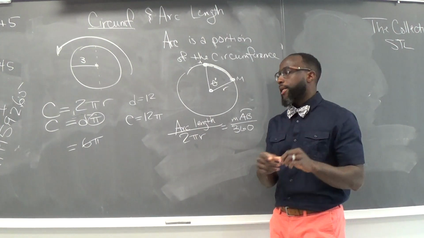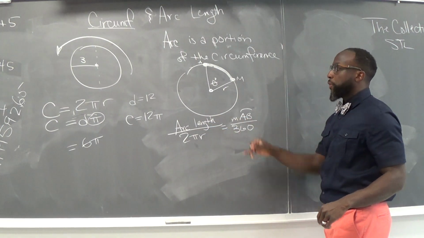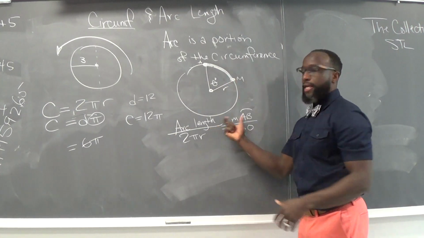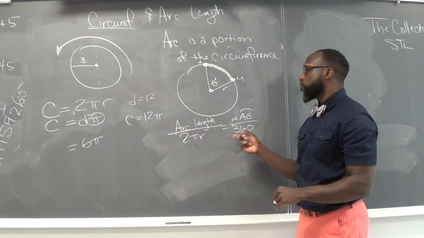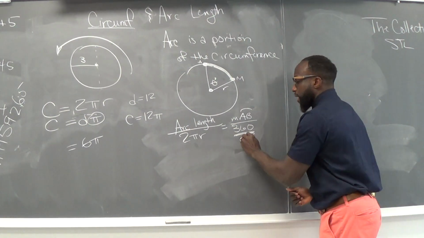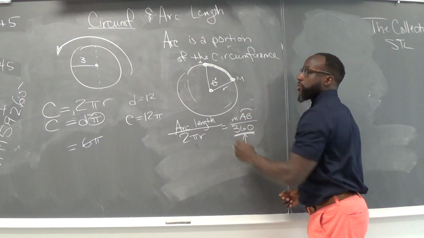I warned you guys earlier today, right? So you have to set up this proportion. And what would happen is they'll give you 3 of these things, and they'll give you 2 of these things, right? Because 360 is the measure of the whole circle.